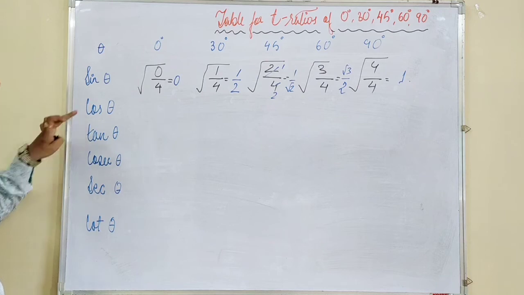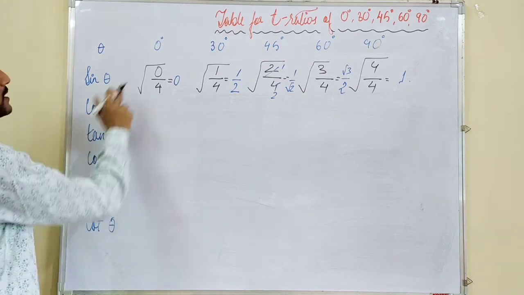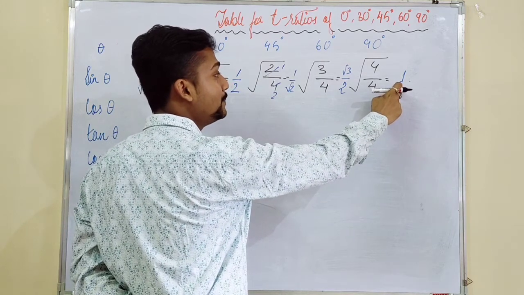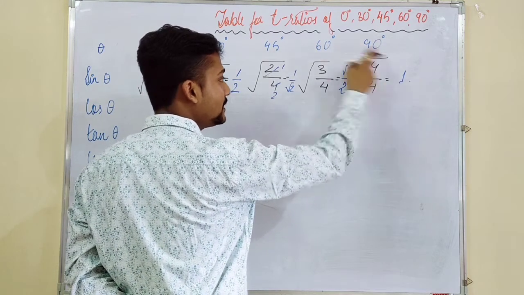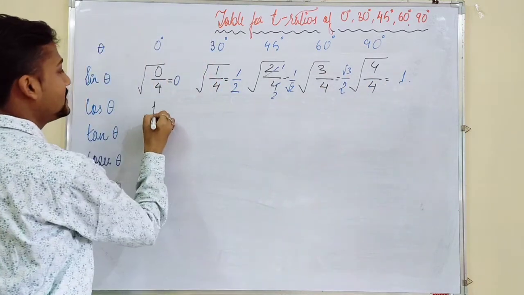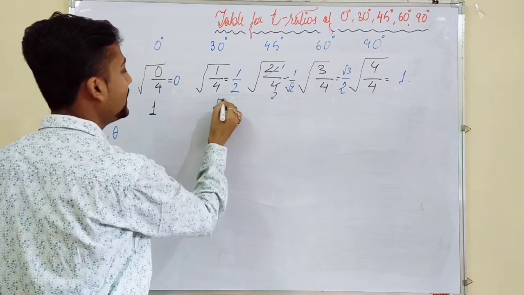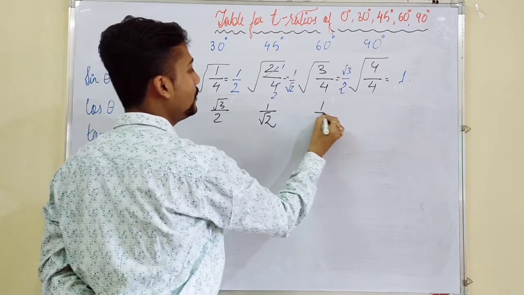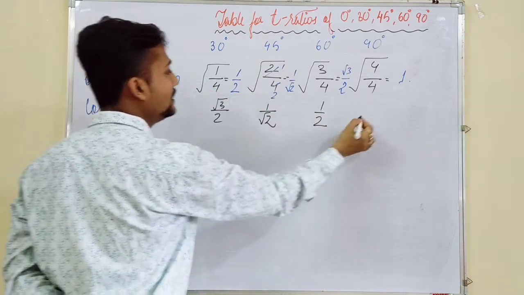Now we will find out cos theta. Cos 0 degree will be from here. We will just place in opposite direction the values of sin. 1, I will place it here. Then root 3 by 2, then 1 by root 2, then 1 by 2, then 0.